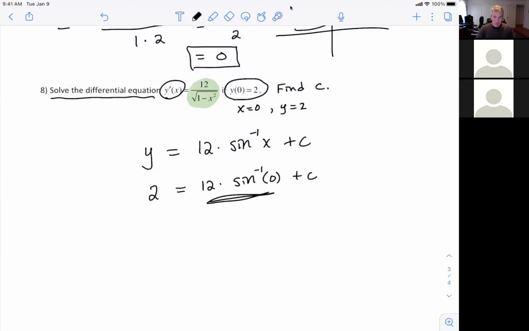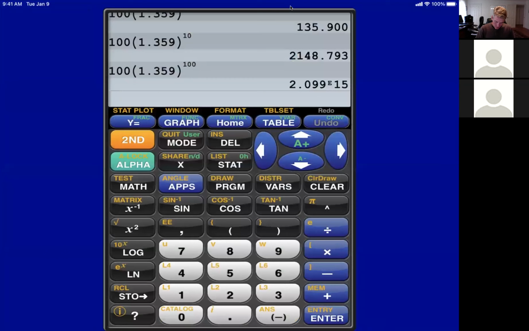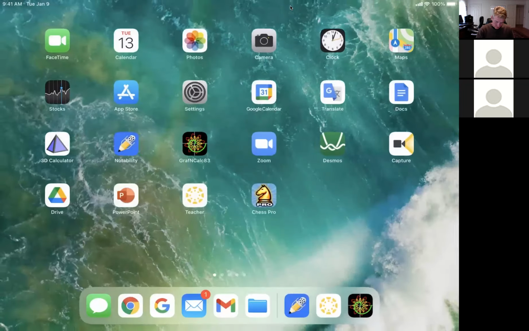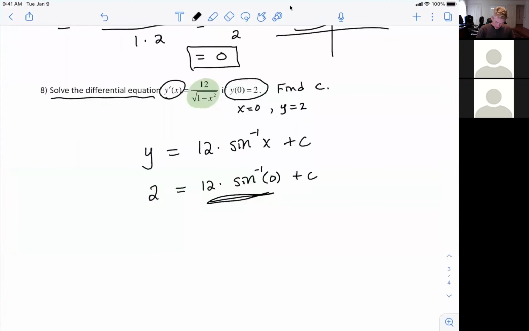So what's 12 times sine inverse of 0? That should equal 0, because sine inverse of 0 equals 0. 12 sine inverse of 0. Yep, that equals 0. So that means 2 equals 0 plus c. So the c is equal to 2.